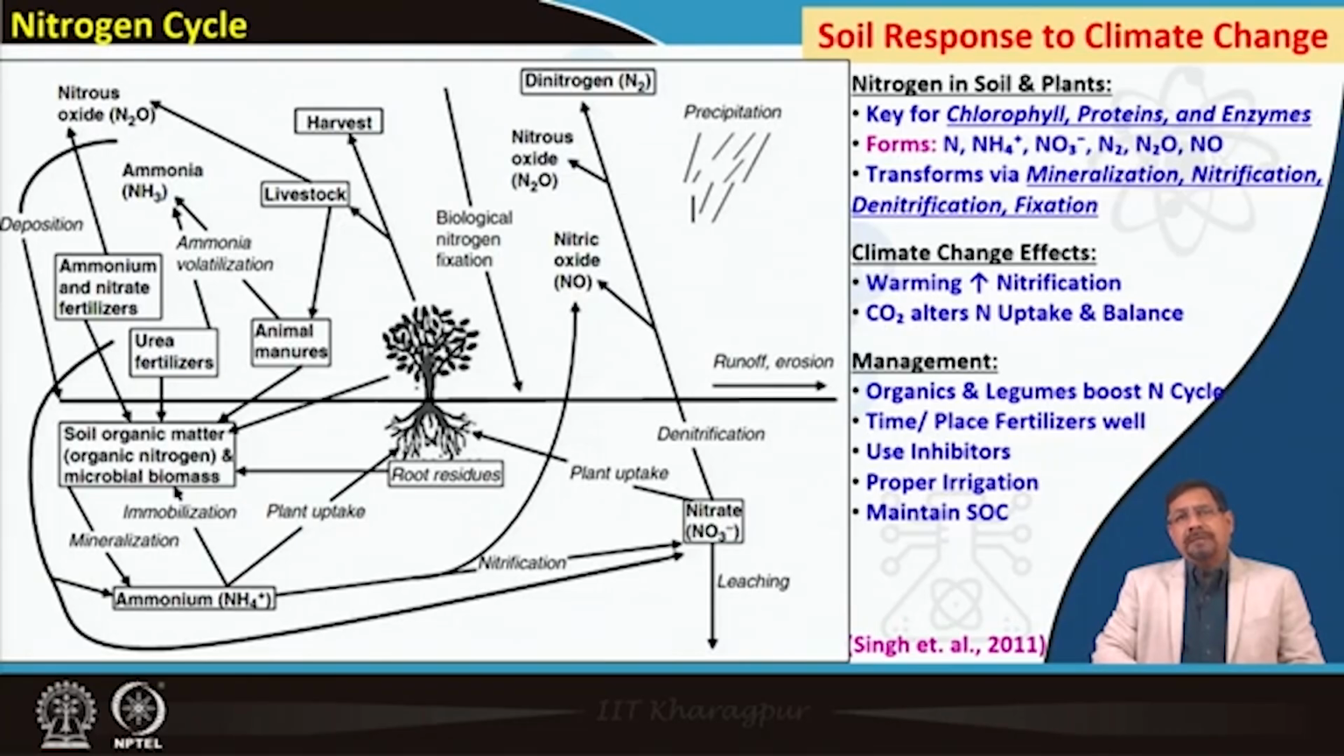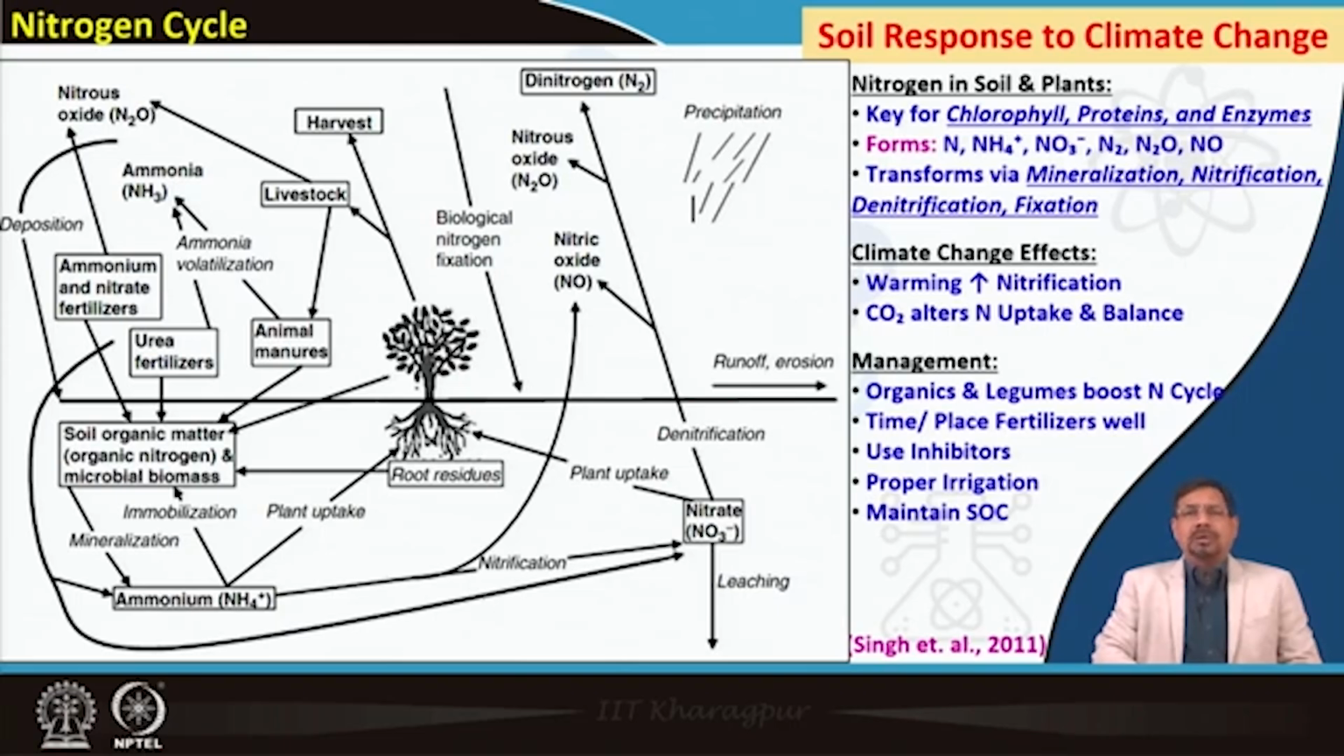But let us understand how it is affected by climate change. Climate change effects are: if there is warming, there will be higher nitrification, and carbon dioxide alters nitrogen uptake and balance. But coming to the management, organic and legume inputs boost the nitrogen cycle.